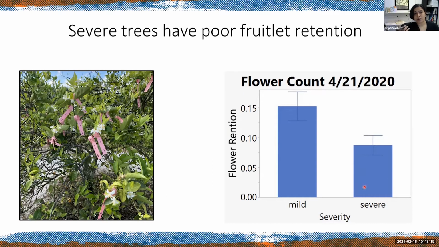So yes, we see a lot of pre-harvest drop happening at the end of the year, but there are things happening as early as April that are resulting in poor fruit set or poor fruit retention in severe trees. Like I said, we are repeating this, and hopefully we'll have more information, but this again tells us that we need to start thinking about fruit from the early stage.